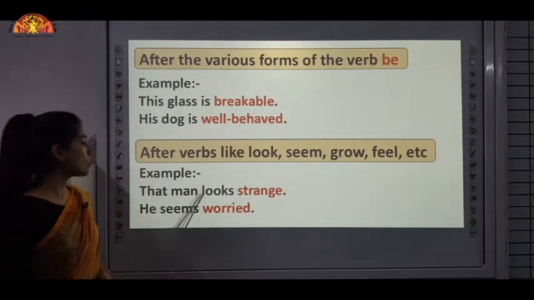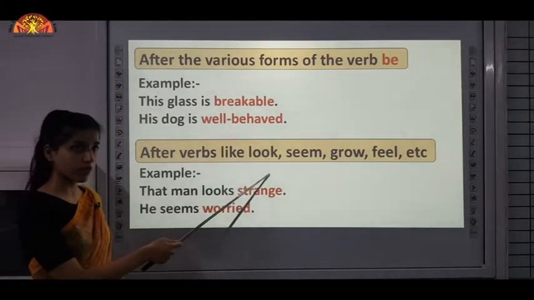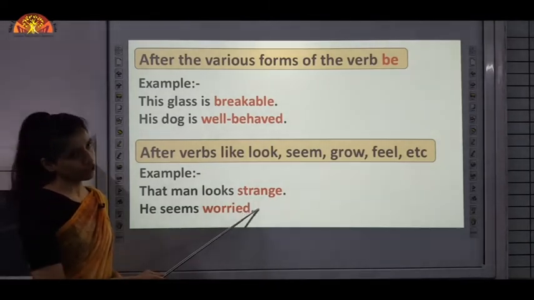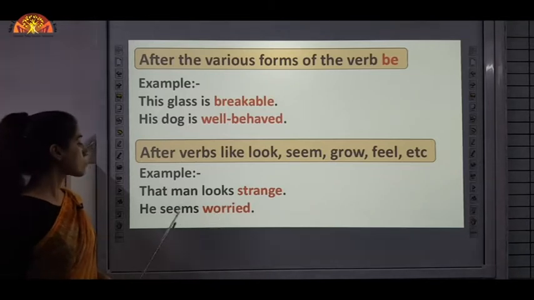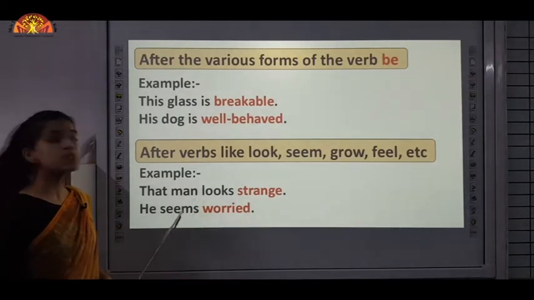That man looks strange. As I told you, a verb like look is over here, and after looks is coming the adjective. In the next sentence also you can see, he seems worried. Here also the adjective is coming after the verb seems.